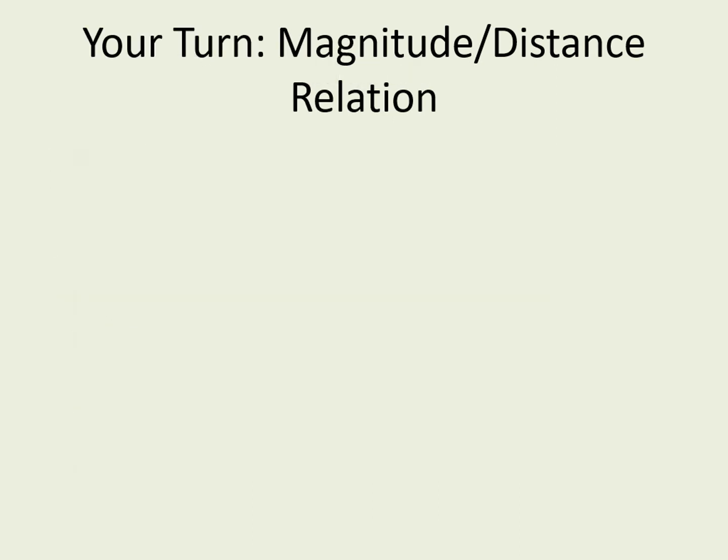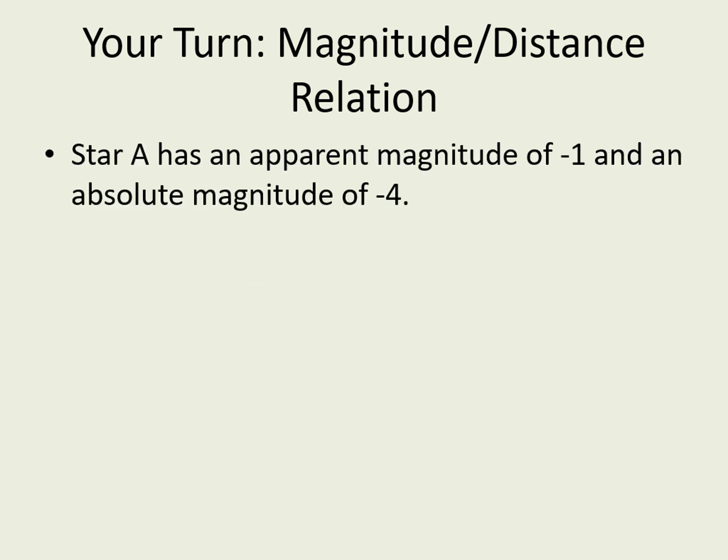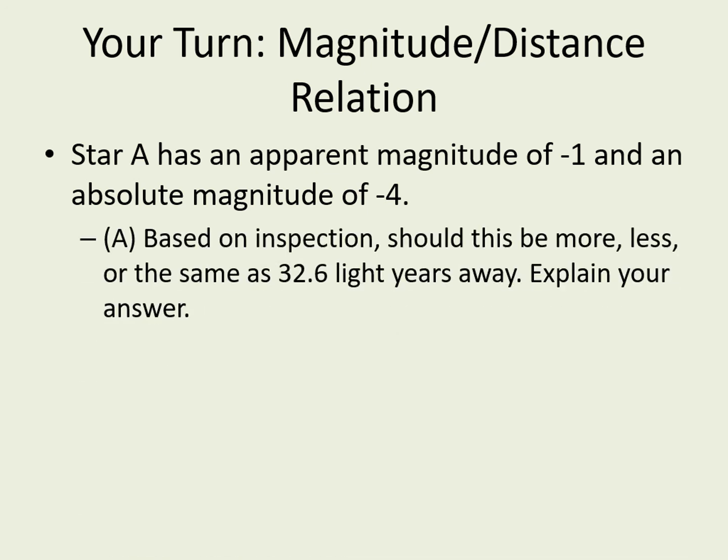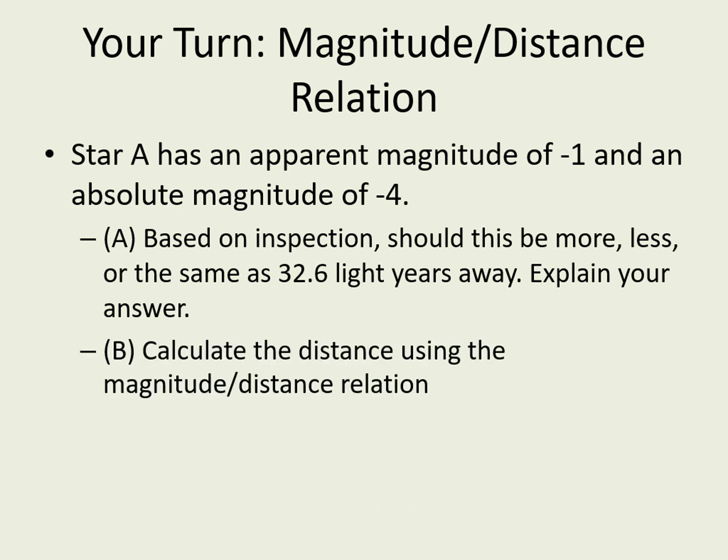Now it's your turn to try applying the magnitude-distance relation. Here's a star with an apparent magnitude of -1 and an absolute magnitude of -4. First off, is the star more or less than 32.6 light years away? Make sure you can explain your answer. Then go ahead and make the calculation and find out exactly how far away this star is using the magnitude-distance formula.